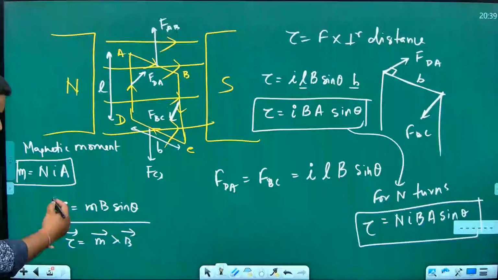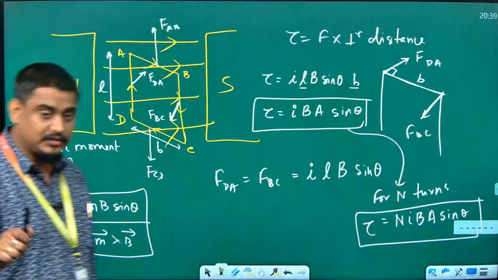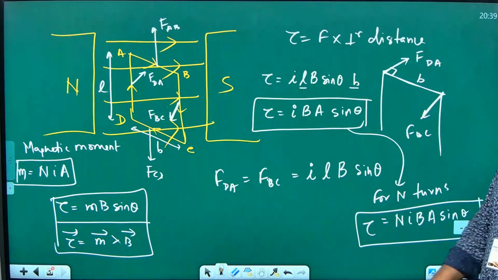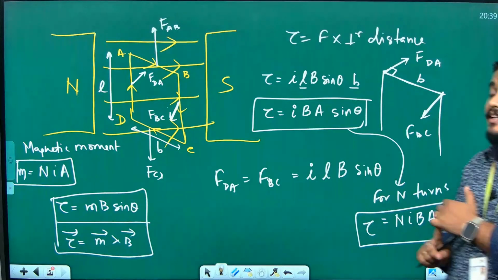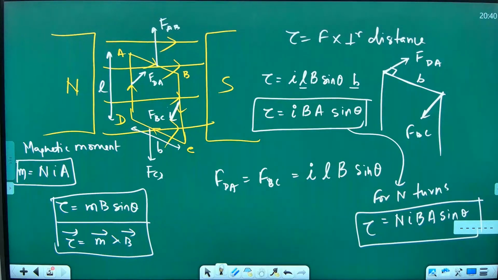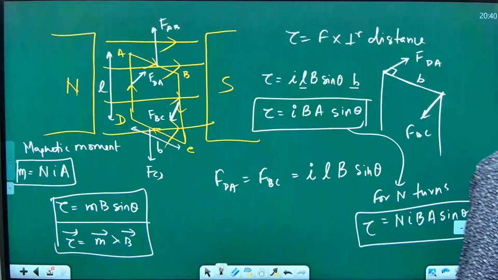So remember this also. This will once again repeat in the fifth chapter. But for now you can understand that NIA, number of turns into current into area of the loop, is also called the magnetic moment. Like how we have dipole moment, we have magnetic moment also. Electric dipole moment was equal to Q into 2D. Same way here, magnetic moment is NIA. We will talk about that when the topic comes.